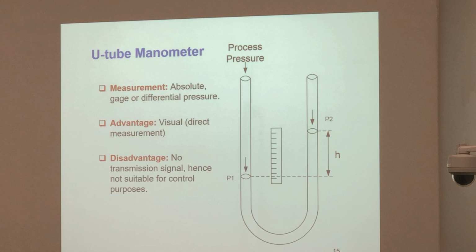So let's move on. U type, as I said, you can measure absolute, gauge, or differential pressure. For absolute, you have to seal this side, but apply vacuum here. For gauge, you open both sides to atmosphere. For differential, both sides connect to the process. The advantage is visual. You can directly see the measurement. But the disadvantage is no signal can be transmitted out, so you cannot use it for process control. Clear? Any question? No, move on.